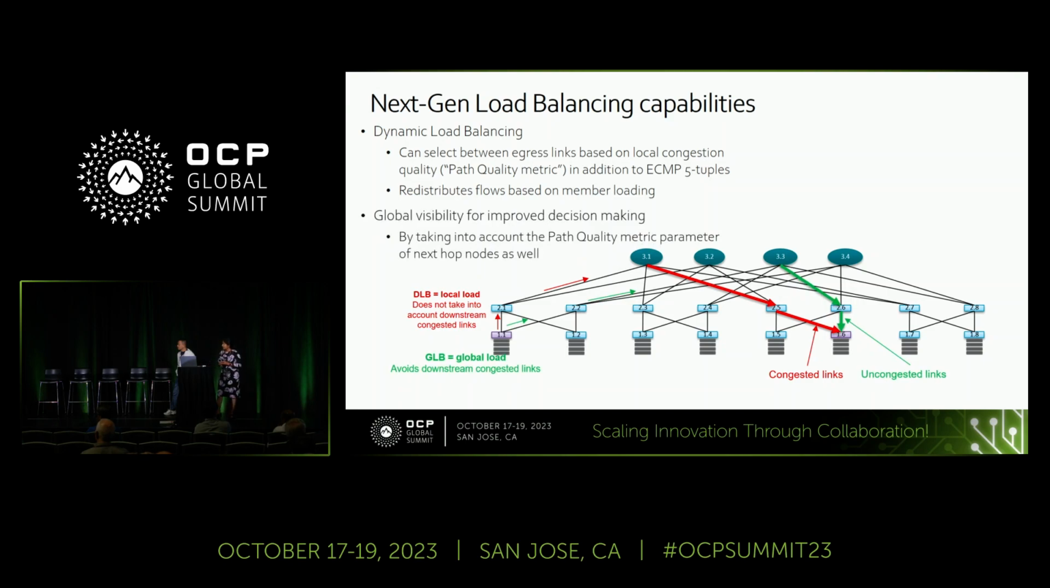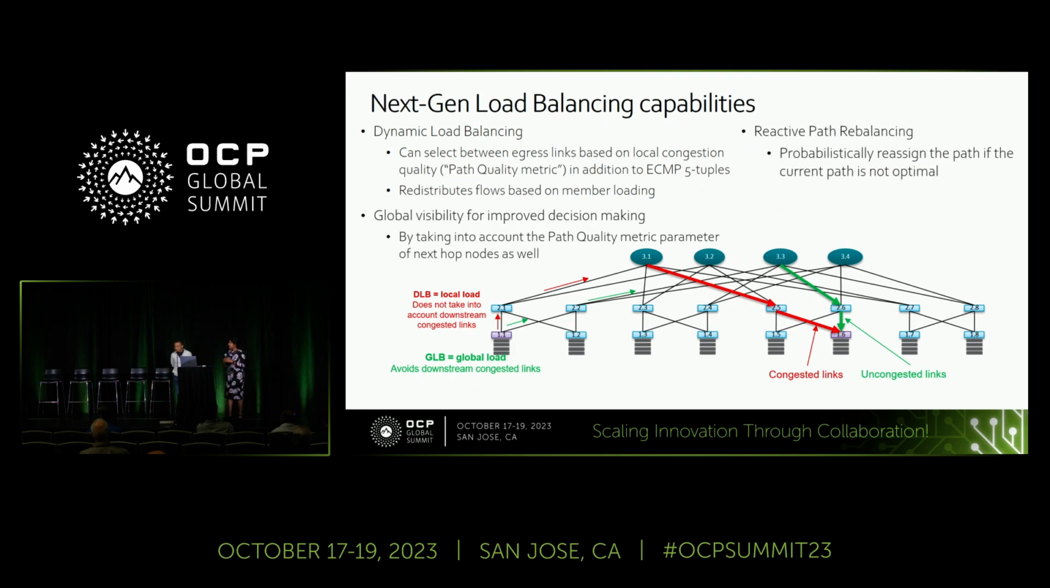Now, the next topic is actually taking this DLB one step further. We call this GLB, or global load balancing. So what we have done here is, by taking into account the path quality metric, the same congestion quality metric parameter of the next hop node, for instance, the 1.1 has visibility in the ECMP table of what the path quality metric of 2.2 is, so that it can make decisions on where to forward it to begin with, to make sure you choose the non-congested path or uncongested links.